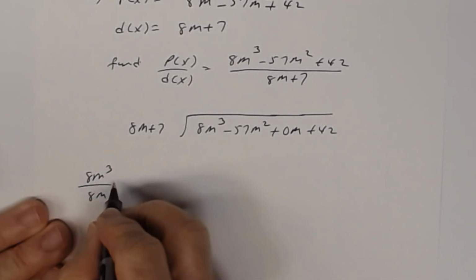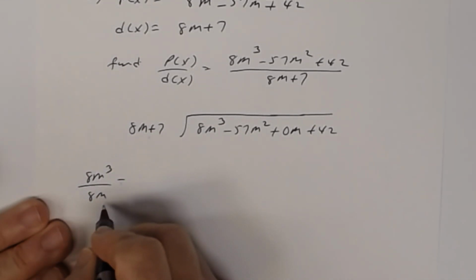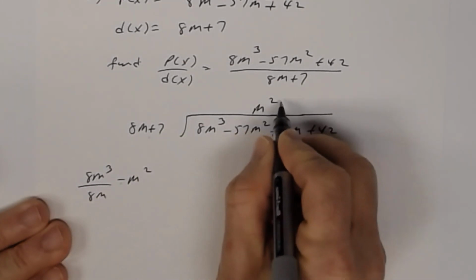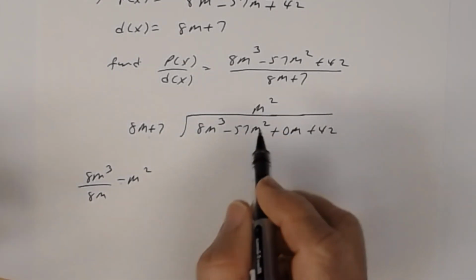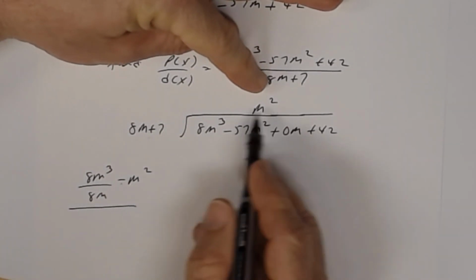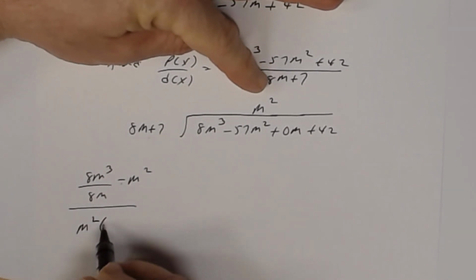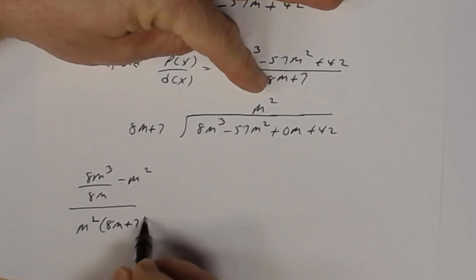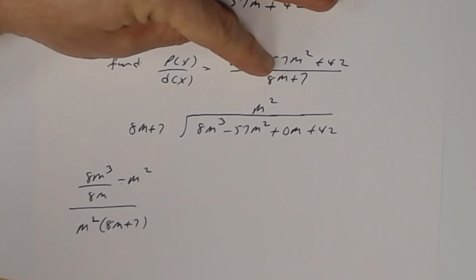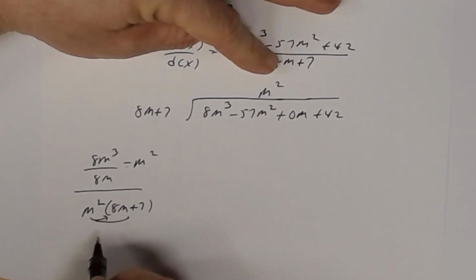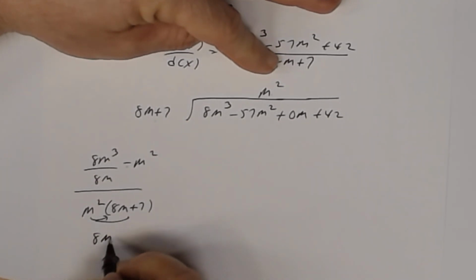When I divide that, 8 divided by 8 is 1. m cubed divided by m is m squared. I'm going to put the m squared right here. And then we multiply. m squared times 8m, if you have to write it out, is m squared times your divisor. Then distribute: m squared times 8m is 8m cubed.